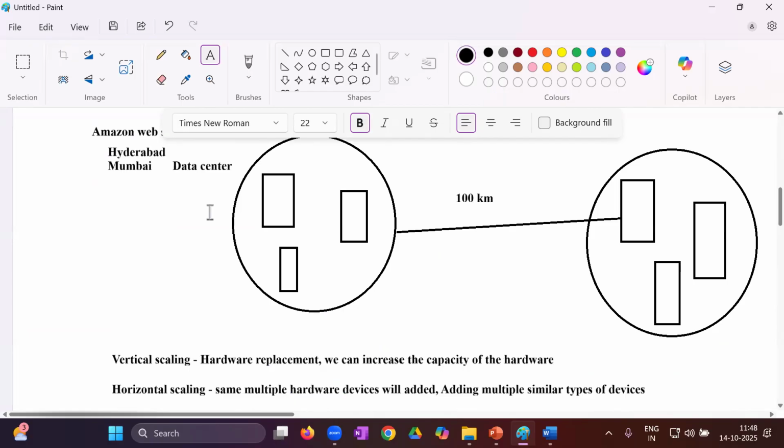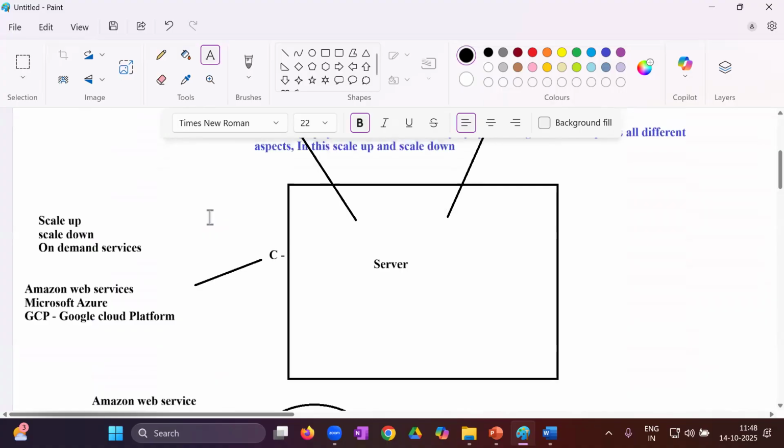So around 50 to 60% of the market is held by Amazon, AWS. Even Microsoft Azure is also coming into the market, but it will take time. But GCP is very far behind.